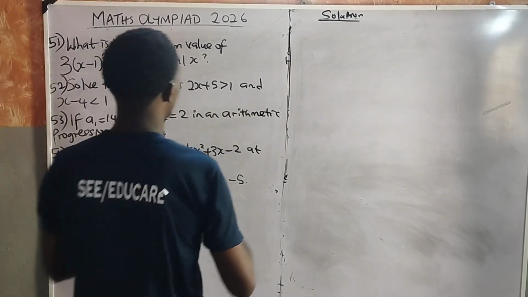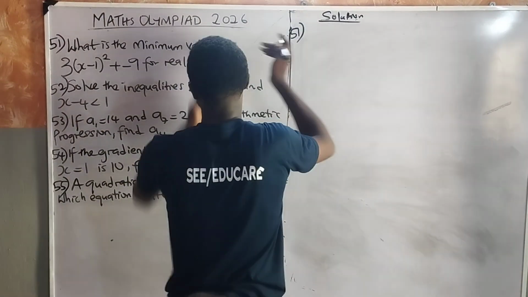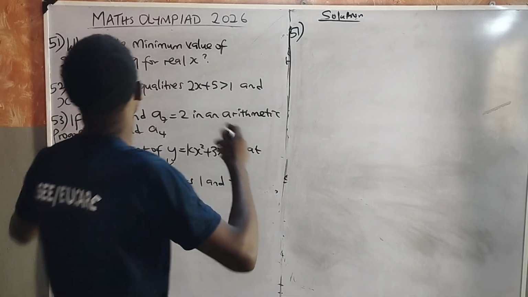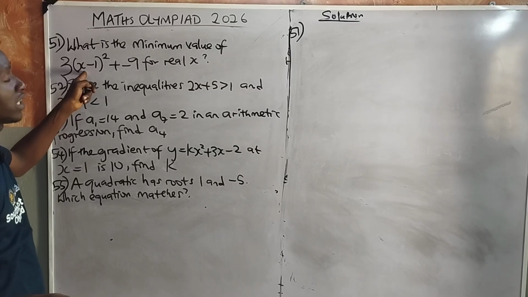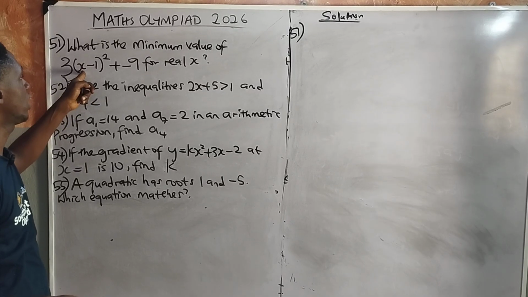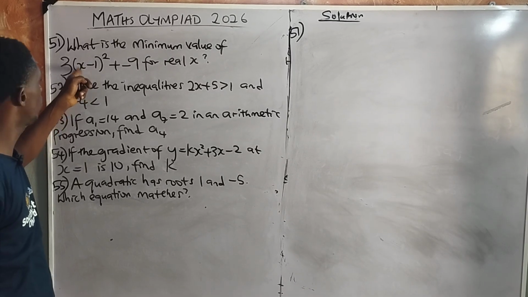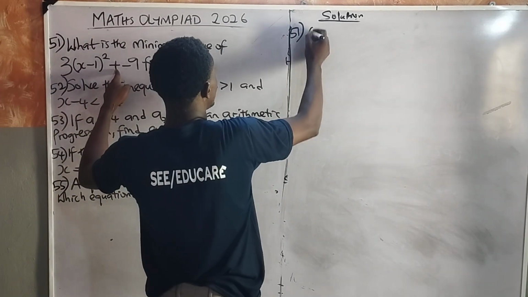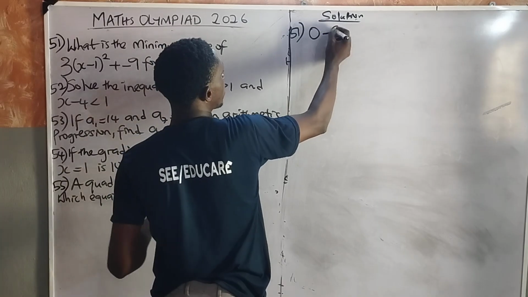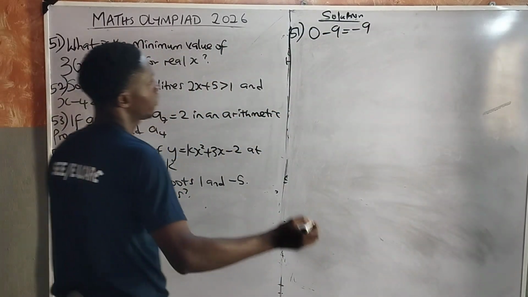We continue from number 51 question. What is the minimum value of...? Whenever you're asked for the minimum value, look for what you're going to put here that will be equal to 0, which is when x is 1. So 1 minus 1 is 0. 0 squared is 0, so we are left with this. This is 0 plus times minus is minus 9. So the answer is minus 9.